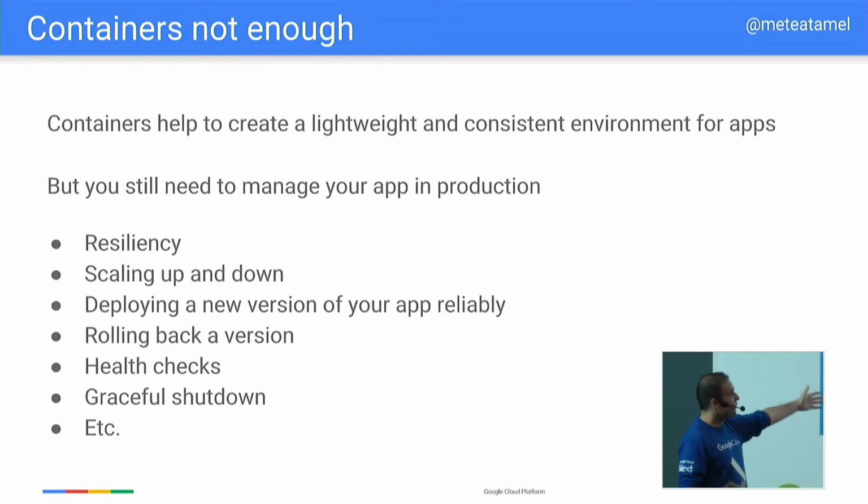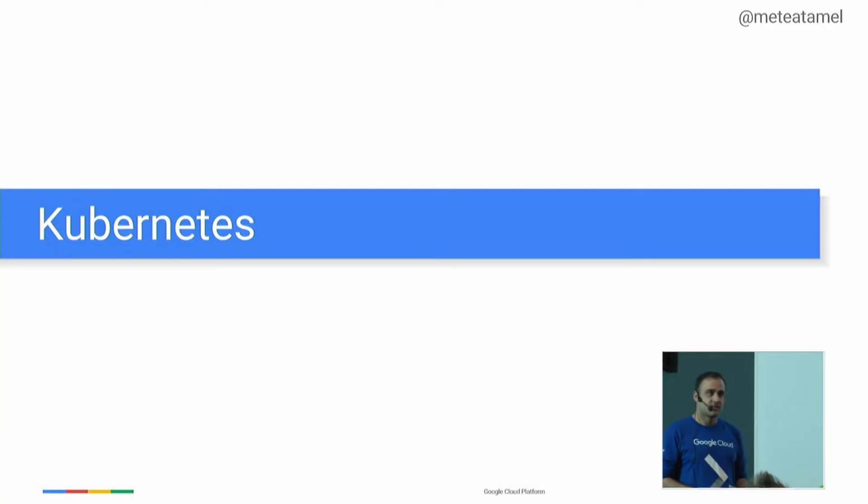If you need to deploy a new version, you have to figure that out. If the version that you deployed is not working, you need to roll back, right? There's all these things that you still have to do. And Docker and containers, they don't help for this, right? So that's when Kubernetes comes in. So Kubernetes, the goal of Kubernetes is basically to help with all these container problems that you need to deal with in production, okay? That's the whole thing.